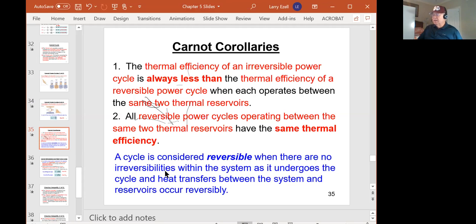Let me read that again. The cycle is considered reversible when there are no irreversibilities within the system as it undergoes the cycle and heat transfers between the system and the reservoirs. They occur reversibly.